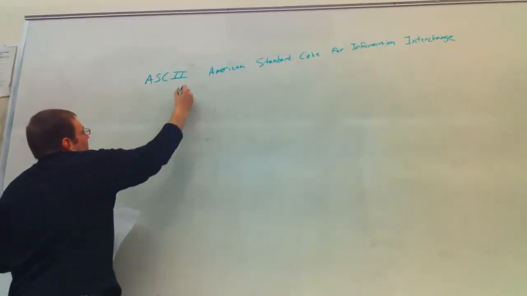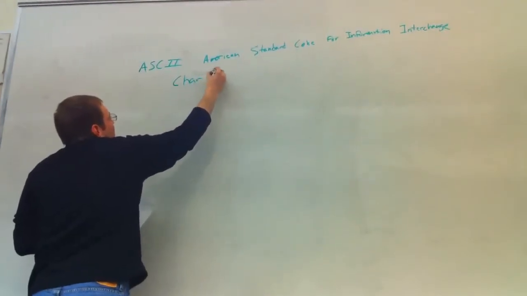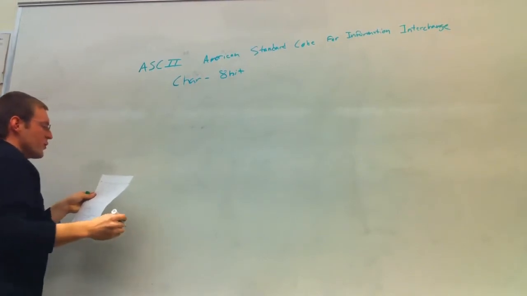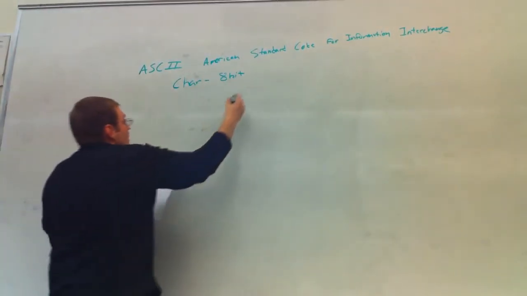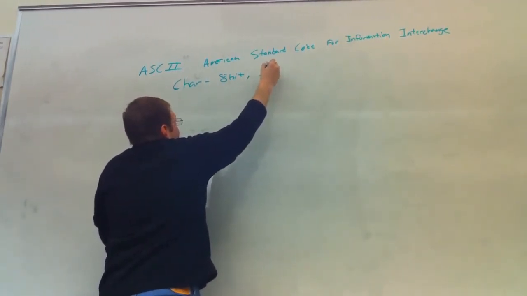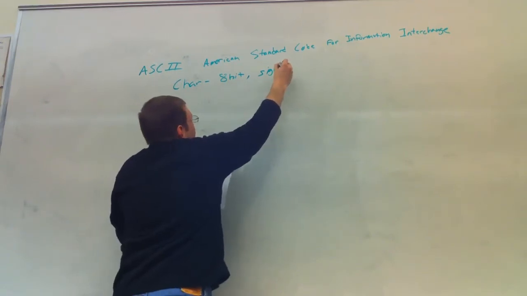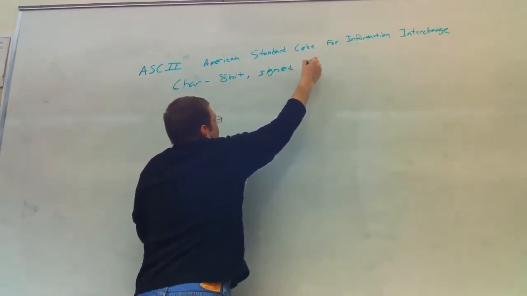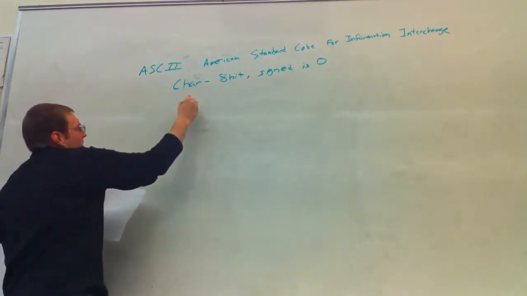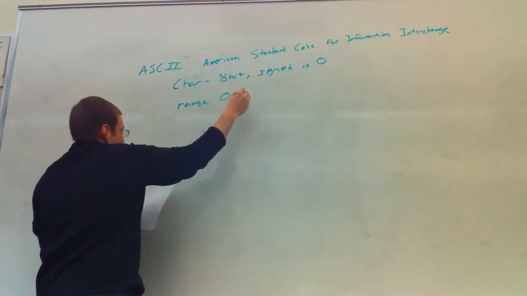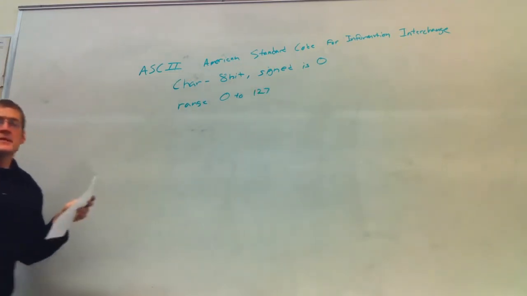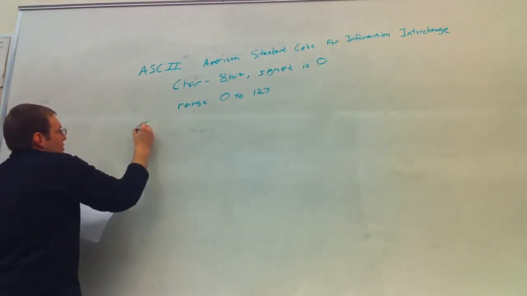We saw before, we use a char, which is 8 bits. We do use the sign bit. So in ASCII, this is regular ASCII. Okay, so there's 2 types of ASCII. So the sign bit is 0. So that means you get a range of 0 to 127.